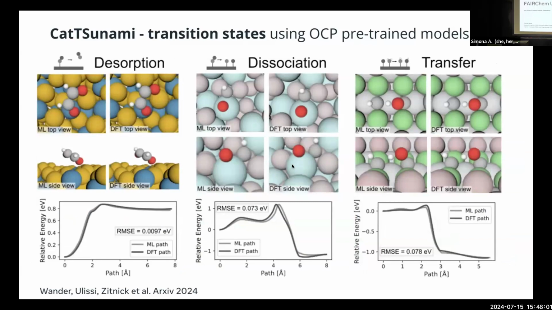This is an example of a little molecule desorbing from a surface. Pathways are basically perfect, no additional DFT. This is an example of a dissociation. Also looks pretty darn good. This is like an OH dissociating on the surface. There's a little bit of a shift, but on the whole, the energy looks like it should.